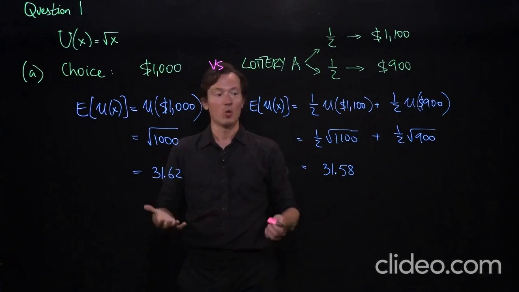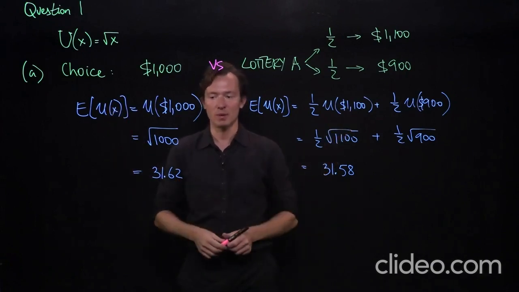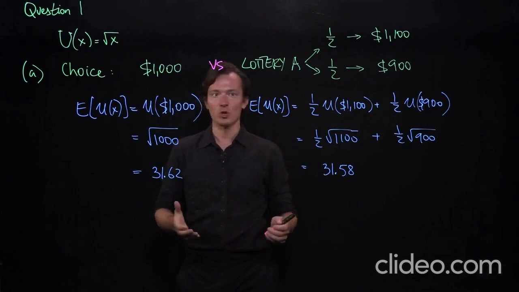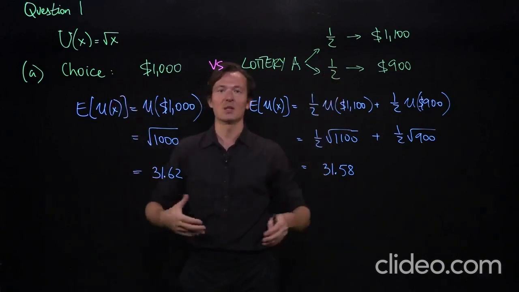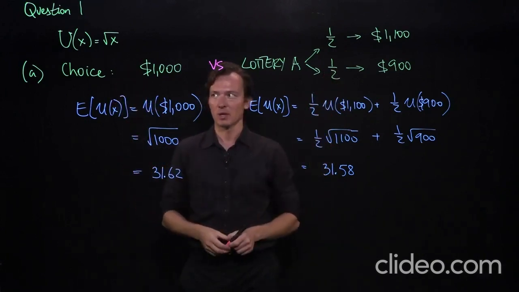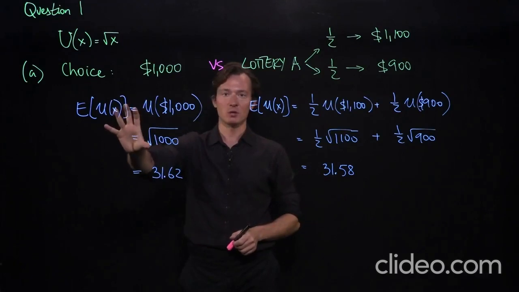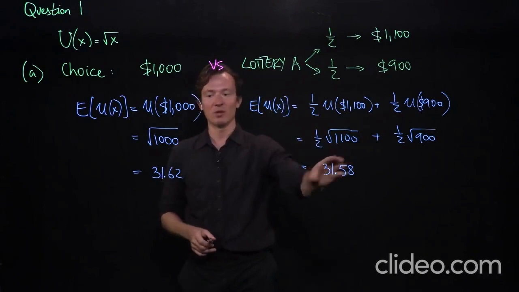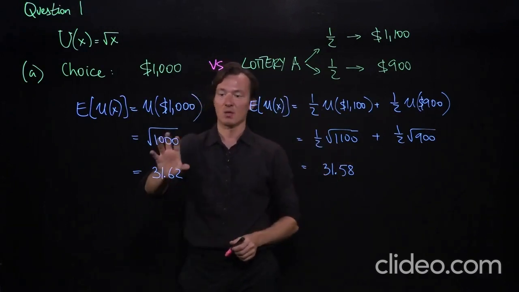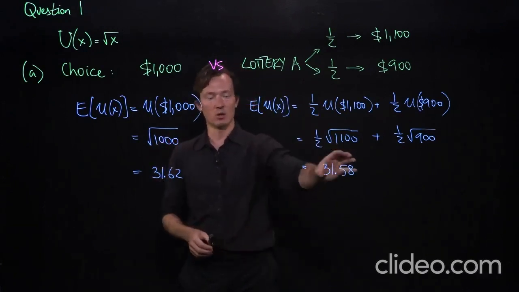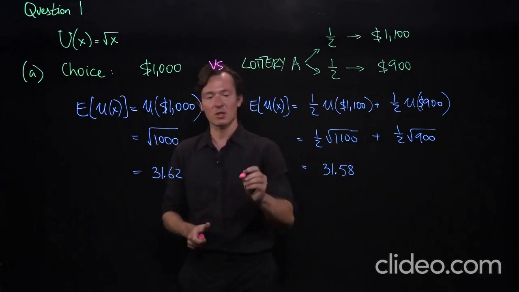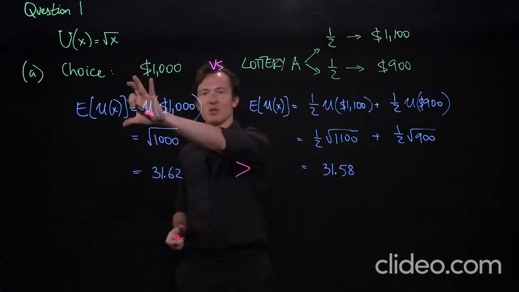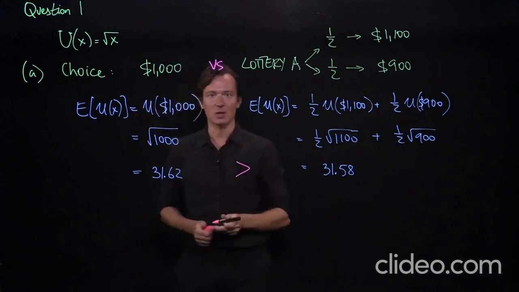Now, which of the two does this investor pick? Well, let's figure out which of the two options gives us higher expected utility. The expected utility of the first option is 31.62. The expected utility of the second option is 31.58. Since 31.62 is greater than 31.58, this investor should go for this first choice, which is the certain outcome.